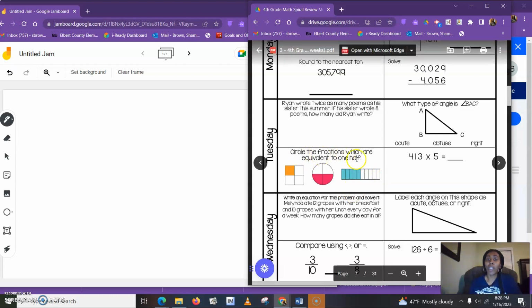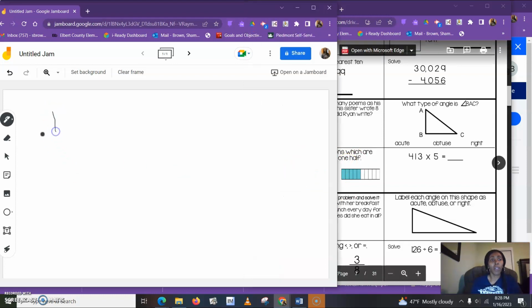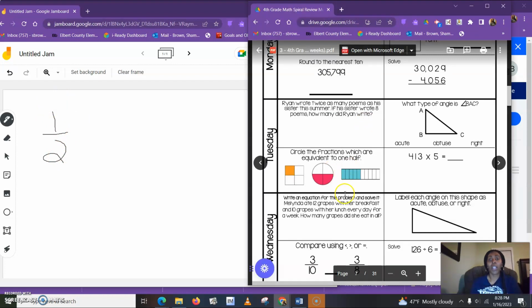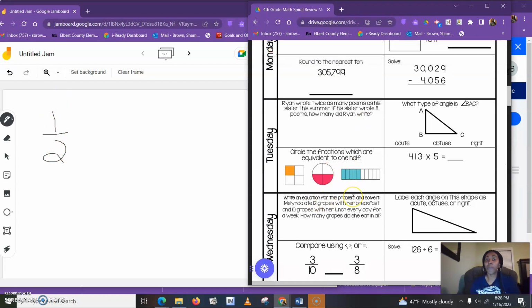So circle the fractions that are equivalent to 1/2. So remember, that means there are 2 total parts and 1 is shaded. That's 1/2. So which one of these fractions are the same thing as 1/2?